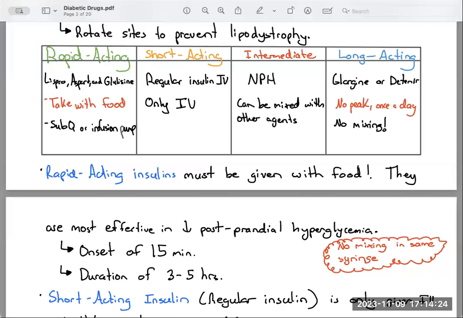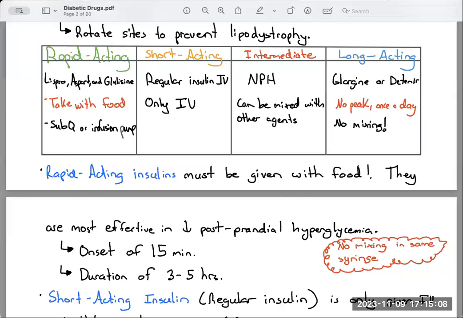Then we have intermediate insulin, which takes longer to work, and we call this NPH. Now, with NPH, you can mix it with other insulins. You usually mix it with regular insulin, but you must know this. You must draw up the regular insulin first and then draw up the NPH. That's because NPH is cloudy. So it wouldn't make sense to draw up the cloudy insulin first and then put it into the clear one like regular. So you want to draw the regular up first and then the cloudy, or the NPH. That's something very important. I could definitely see that being asked on your exams.